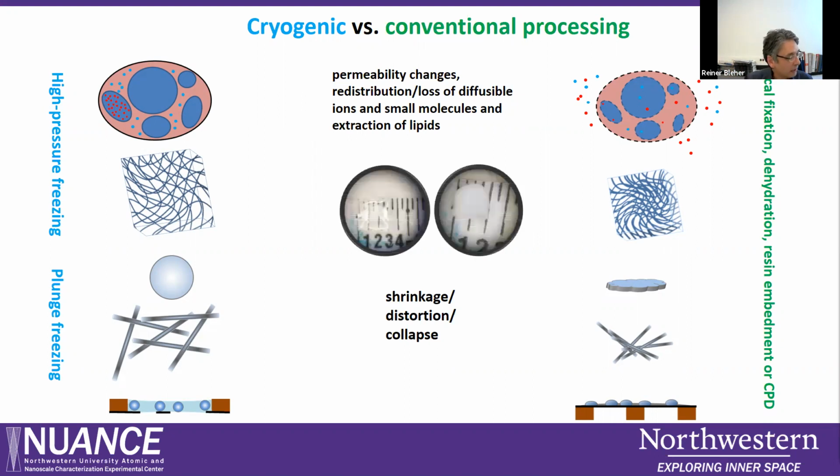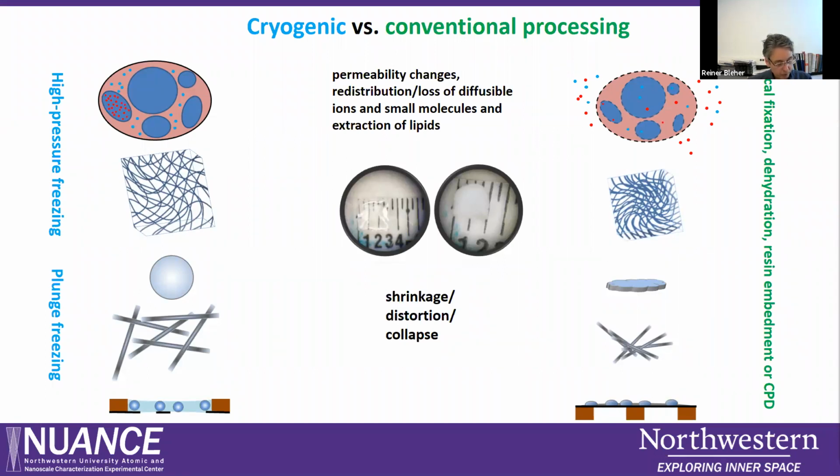An example is shown here. This is a piece of a hydrogel. The left side shows the hydrated sample before conventional processing, and the slice here is about 3 millimeters by 3 millimeters. We can see that after conventional processing with dehydration and critical point drying, it shrunk to a piece of about 2 millimeters by 2 millimeters, and it shows also signs of distortion. So I think this is quite striking for demonstrating the effects that conventional preparation can have on samples.